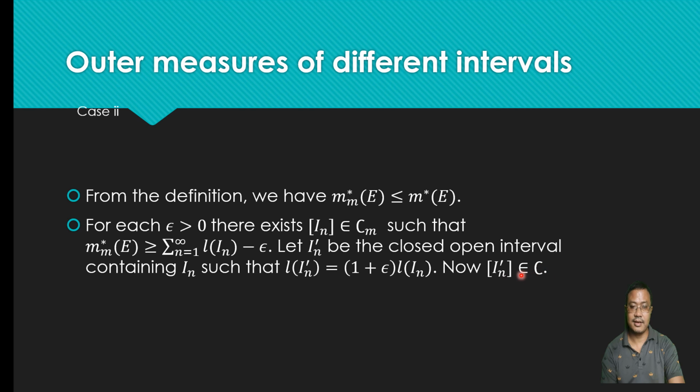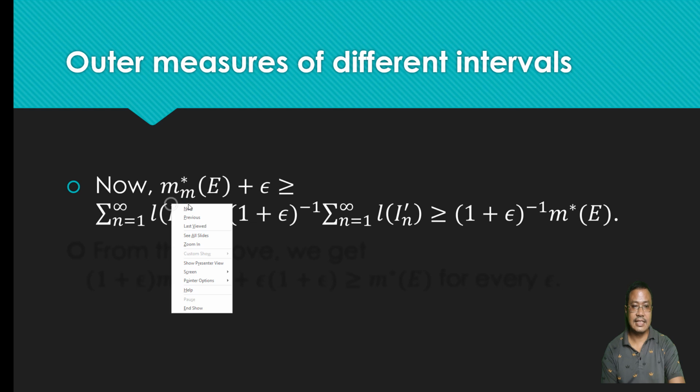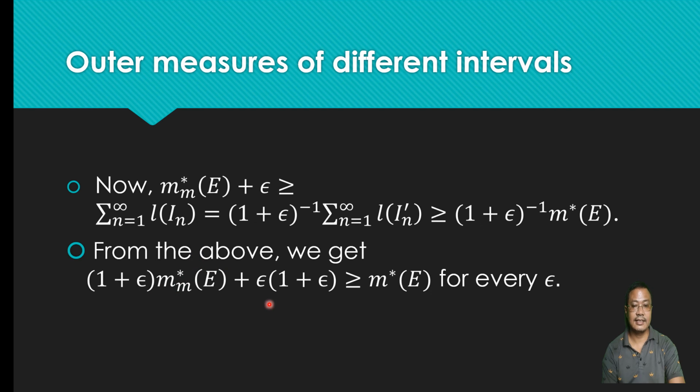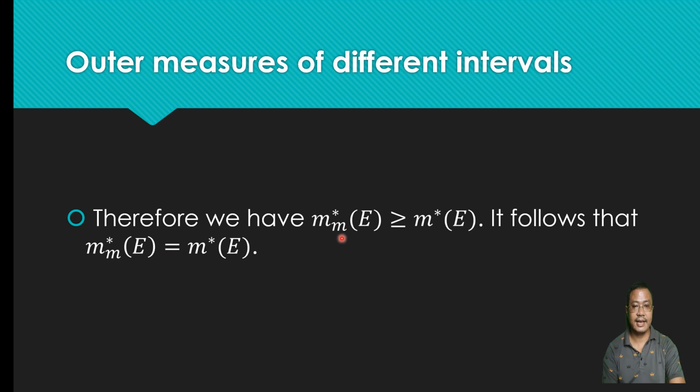Alright, so now we have this inequality: m star of M_E plus epsilon will be greater than or equal to the summation, n going from 1 to infinity, of the length of the interval, which is exactly equal to (1 plus epsilon) inverse times the summation, n going from 1 to infinity, of the length of the interval I_n prime, which will be greater than or equal to (1 plus epsilon) inverse times m star of E. So from above we get this inequality. So from here again, therefore we have m star of M_E greater than or equal to m star of E. So it follows that m star of M_E is exactly equal to m star of E_O. Okay.